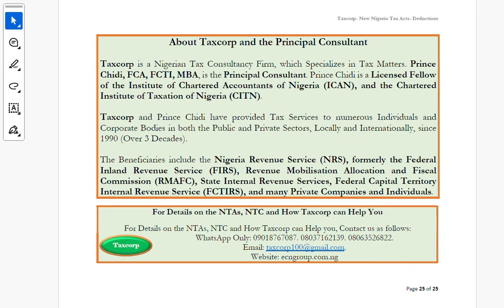So, friends, you've seen how you can reduce your tax by simply increasing your deductions allowed legally and decreasing your deductions not allowed, legally and ethically.